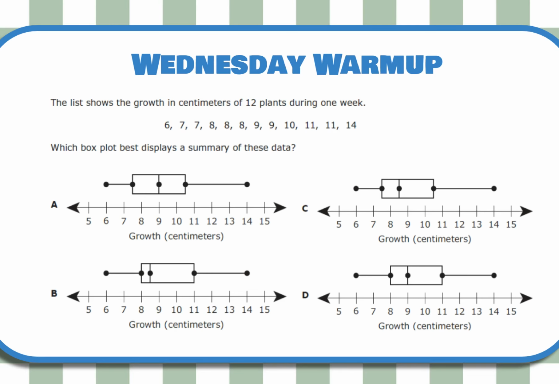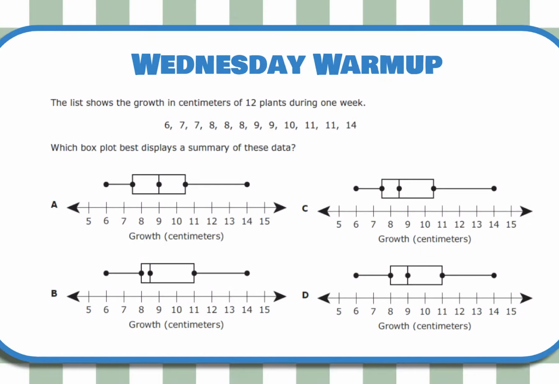Alright, so one thing I noticed that's nice is that the numbers are already put in order for you. So if I just take a quick glance, I could see the minimum is 6 and the maximum is 14. If I look through all the choices, they all go from 6 to 14. Okay, so I got to keep looking. Next thing I'm going to do is find the median.